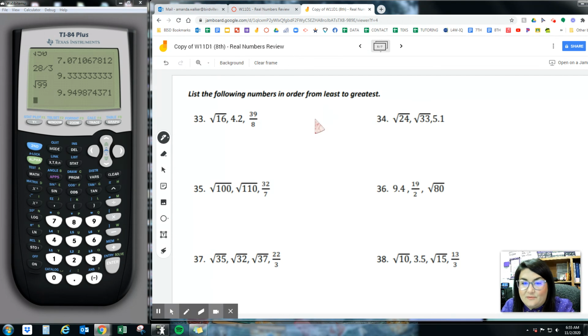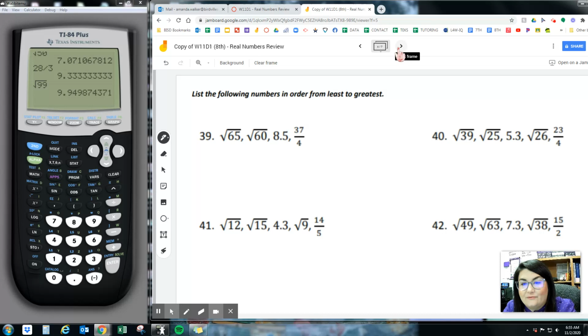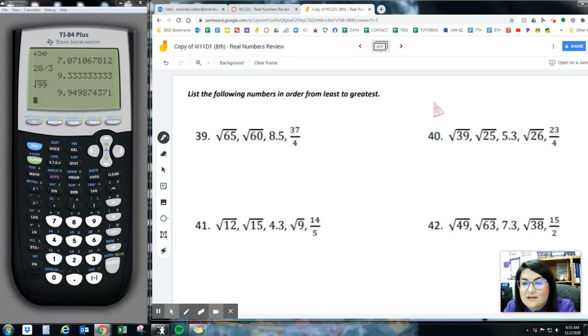Right here, you list them in order from least to greatest. Okay. And then right here, least to greatest. There's only 4 here, so you're going to do all 4 here.